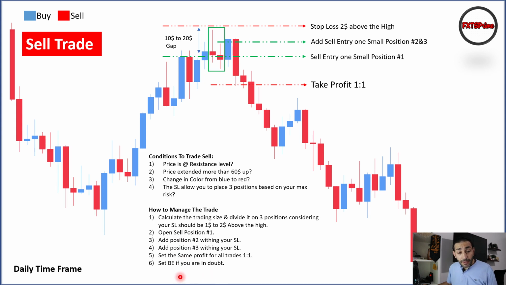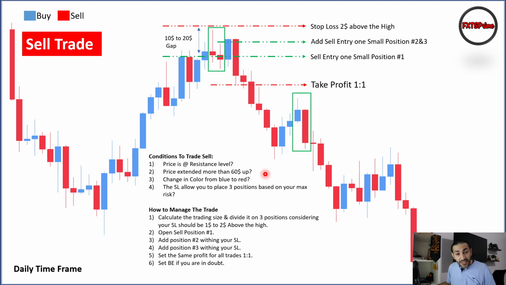So the last thing, and this is very important: if you are in doubt, if you have no idea what is happening after your entry, let's say something went wrong, you can always set breakeven when the market moves in your favor a few pips. Now, this is a trade. We have explained this as a trade and we have given you the conditions for how to enter the trade.